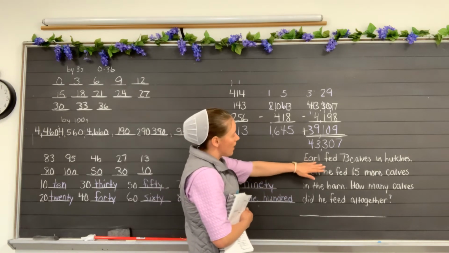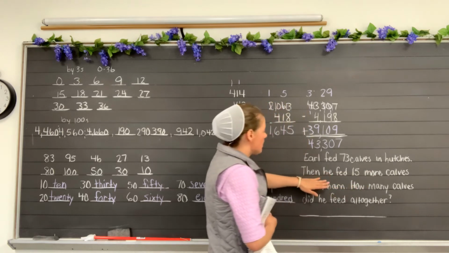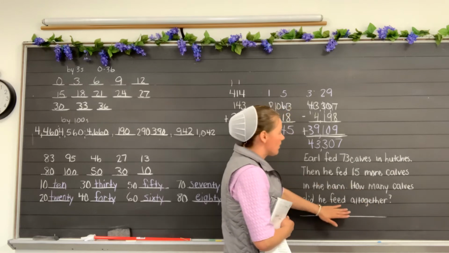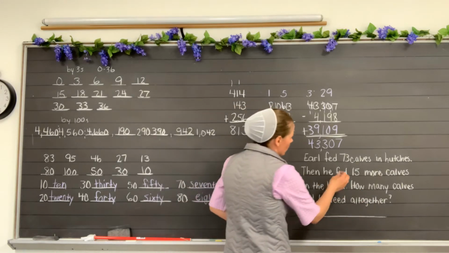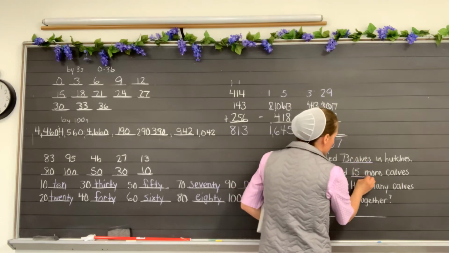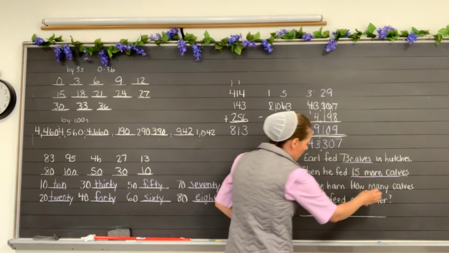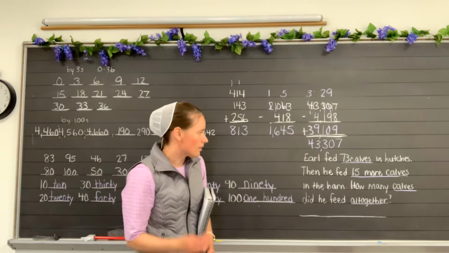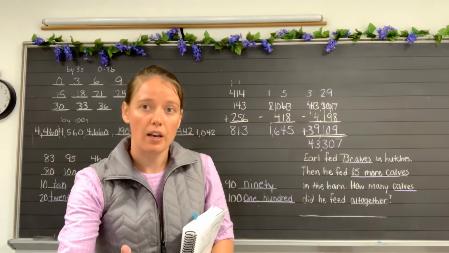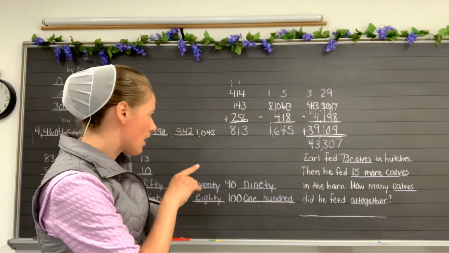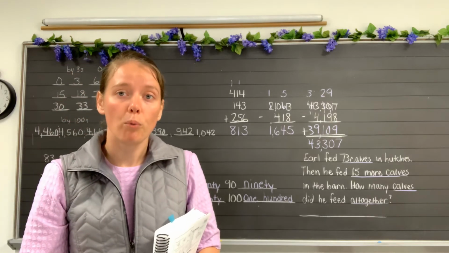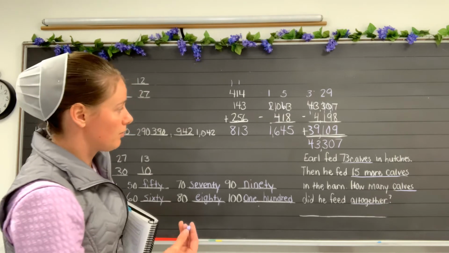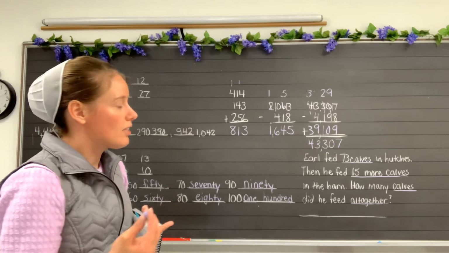So let's read this problem, and as we're reading it, we'll think about what they're talking about. So Earl fed 73 calves in hutches. Then he fed 15 more calves in the barn. How many calves did he feed altogether? So we'll underline your 73 calves and 15 more calves and altogether. Okay, so we're thinking 73 calves in hutches, right? 73 calves, and then plus he fed 15 more than that. So 15 more calves in the barn. How many calves did he feed altogether?